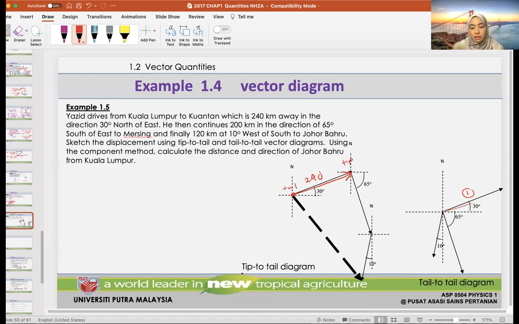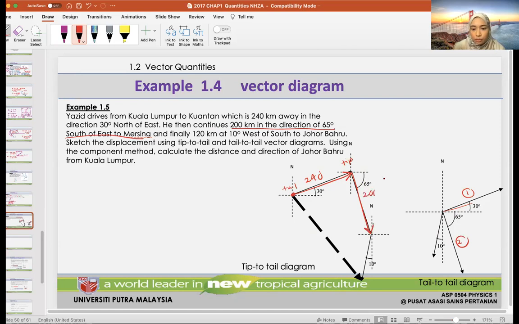Because we are using tip to tail, the next vector, vector number 2, is 200 kilometer in the direction of 65 degrees south of east to Mersing. So this is vector number 2, tip of number 1 to the tail of number 2. So this is the tail of number 2, and this is the tip. So this is vector number 2.